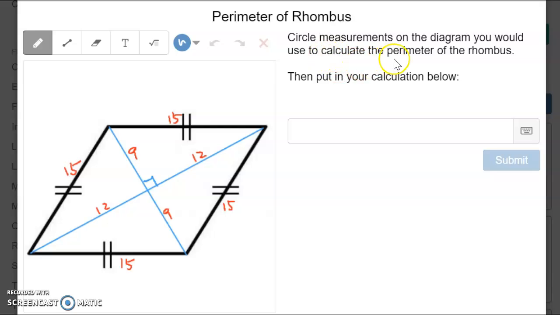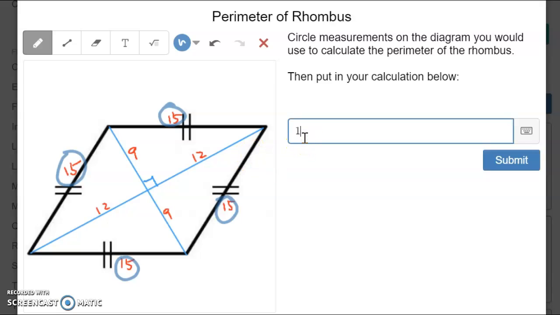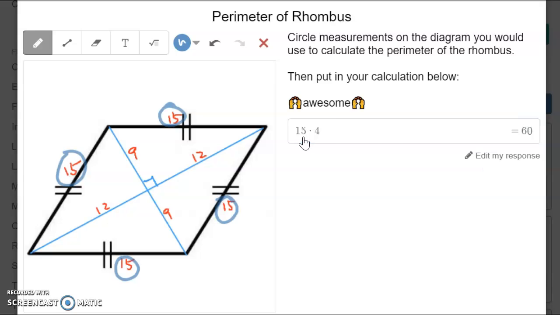Then circle the measurements on the diagram you would use to calculate the perimeter. Okay, perimeter is the outside length. So again, I circle 15, 15, 15, 15. Do I need to add 15 four times, or can I just multiply 15 times 4 and submit?